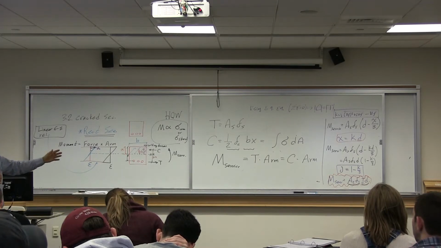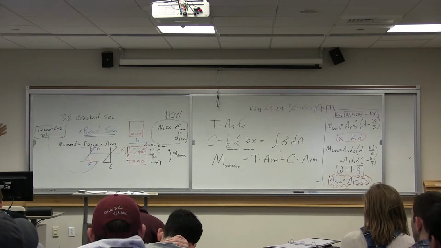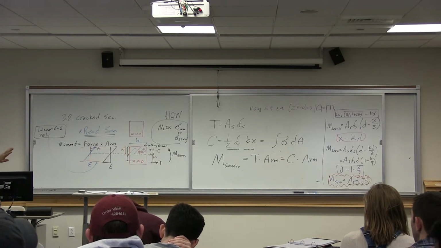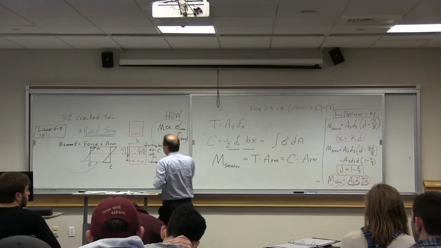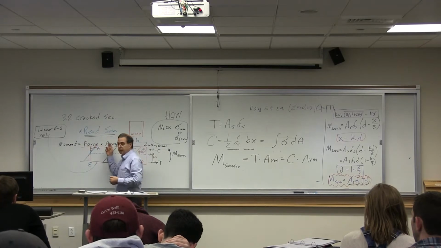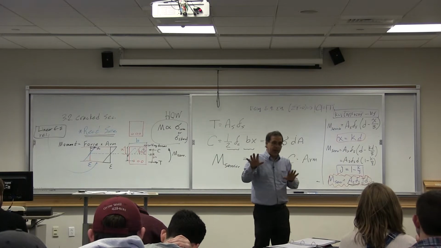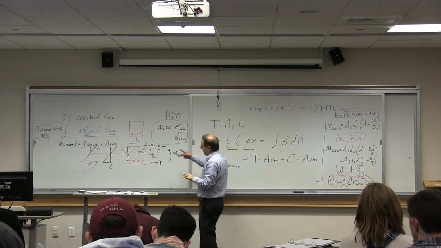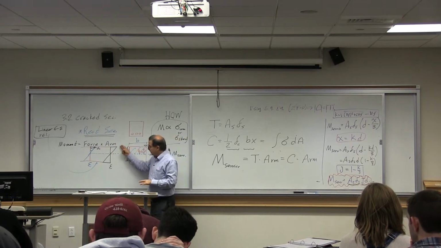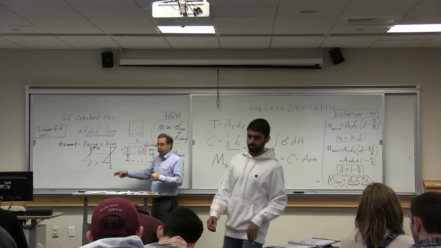What we did today was analyze a cracked section. What we did 2 lectures ago, we analyzed an uncracked section. What we did today was based on the fact that moment is force times arm. In order to calculate the moment, we needed to calculate force and arm. We talked about those one at a time. The variation of strain within the section is linear because we use Bernoulli's beam theory.